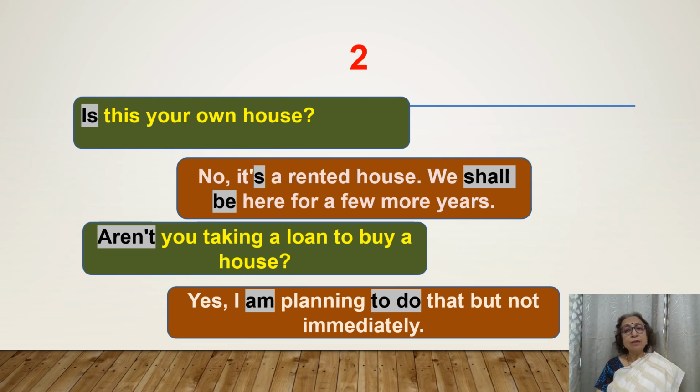We shall be here for a few more years. Aren't you taking a loan to buy a house? Yes, I'm planning to do that, but not immediately. Again, before but, small pause. This you have to remember when you are repeating, repeat exactly. Repeat with the same rhythm as the speaker is saying. Whichever video you're watching, you can do that.